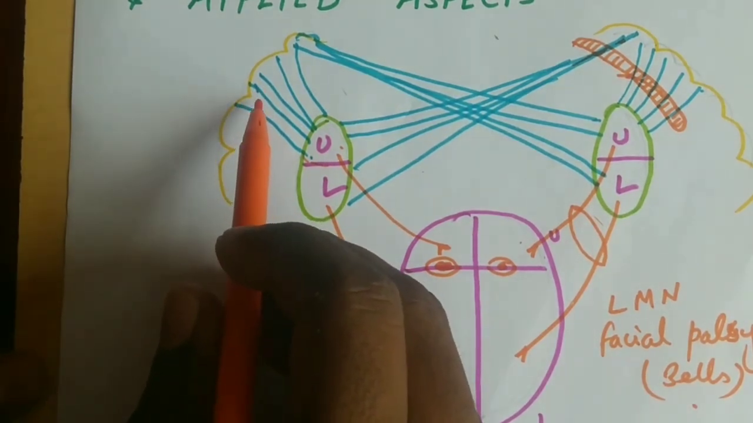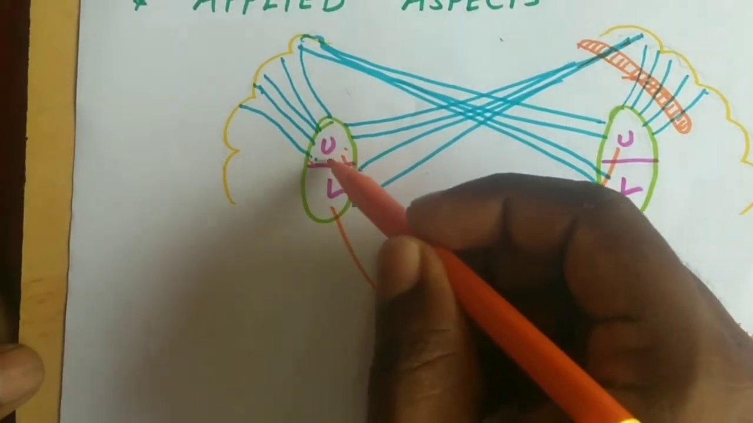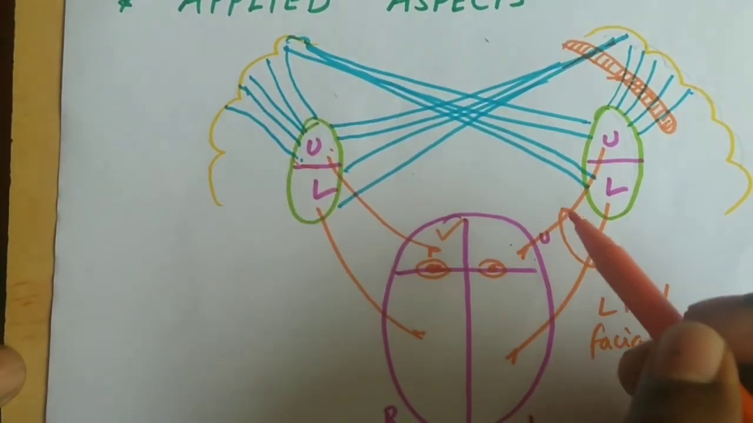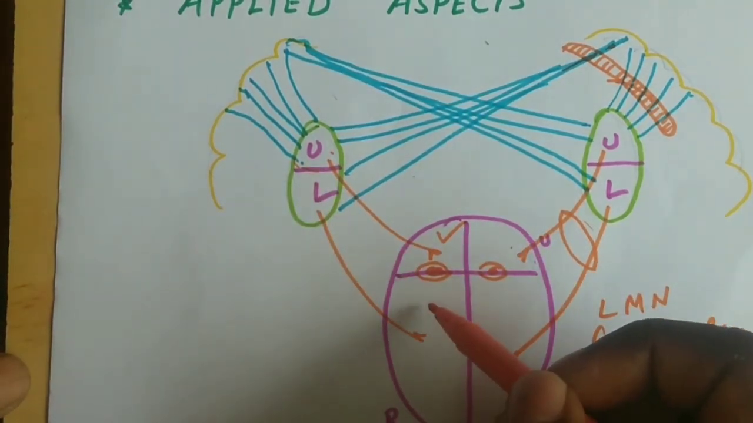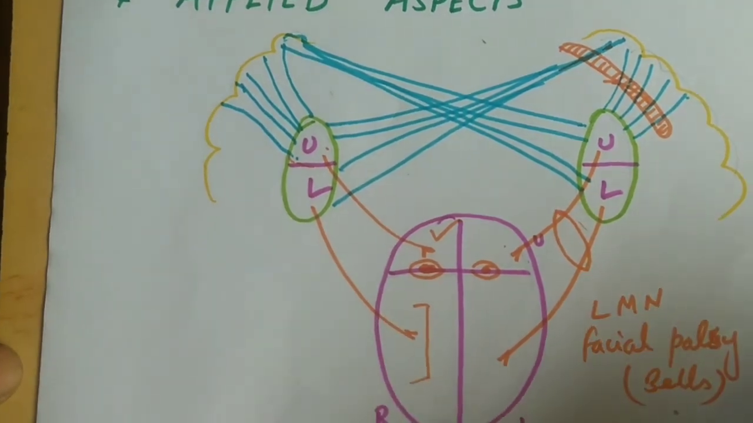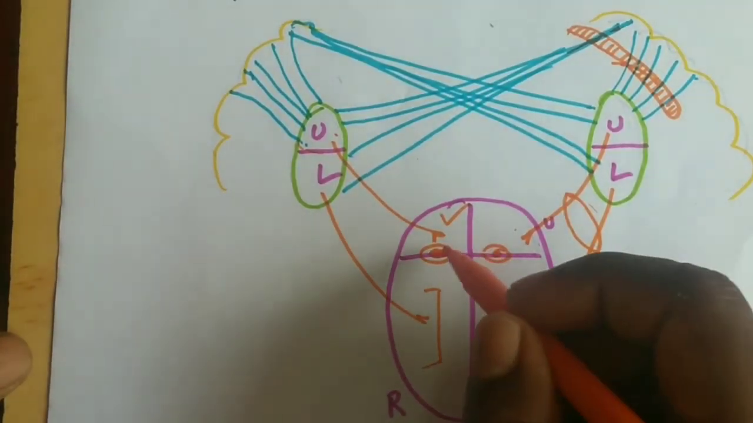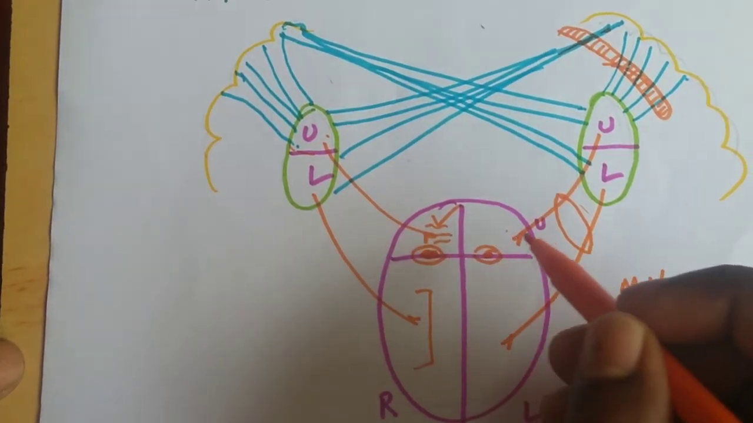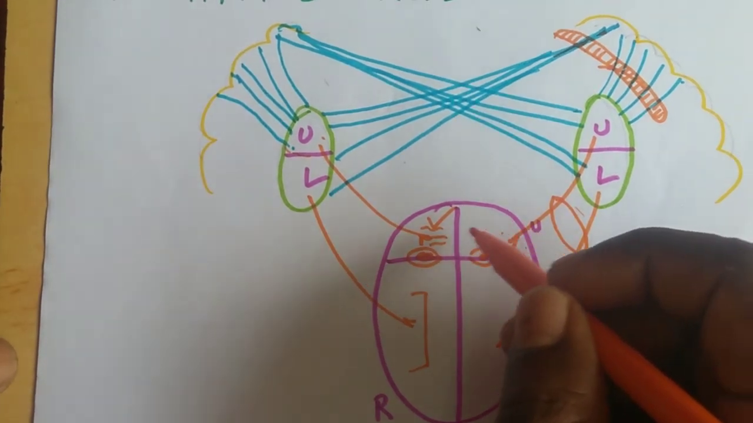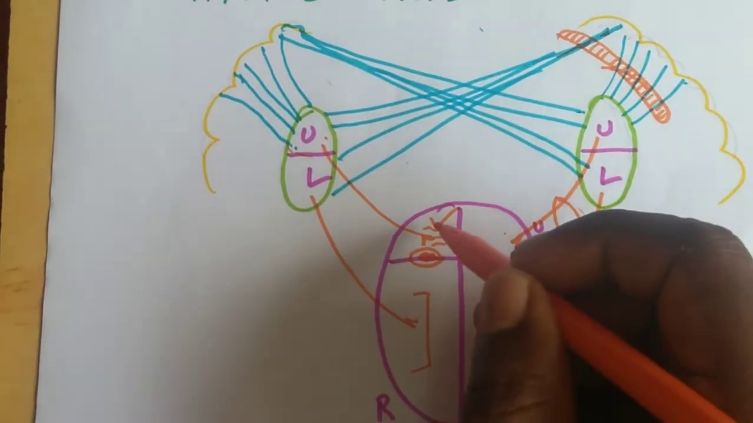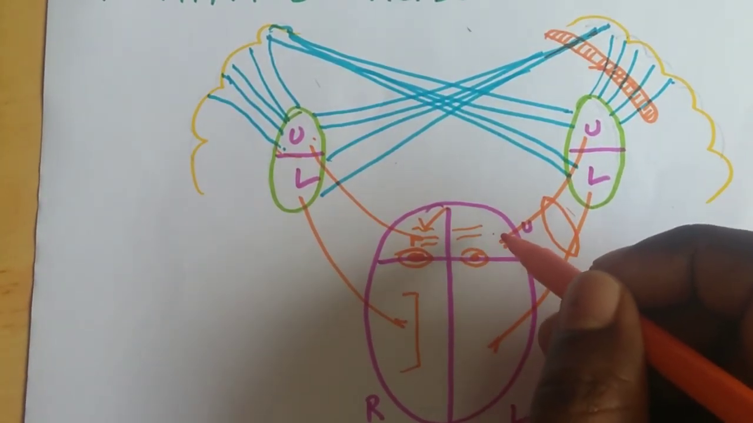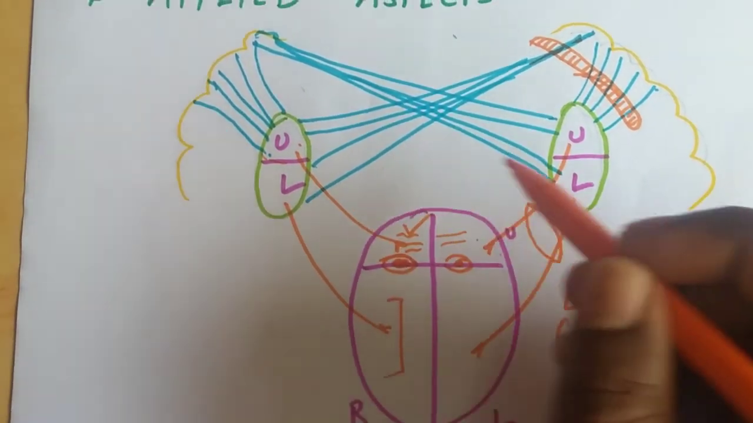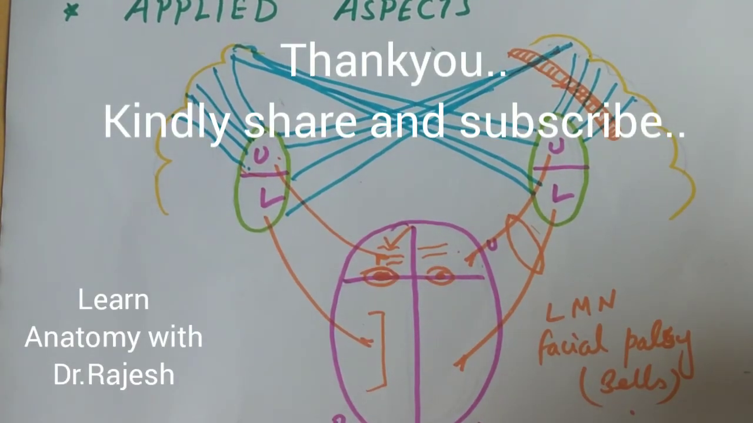So what is happening is the upper part of the face is spared. Only the lower part of the facial muscles is paralyzed. So the patient can close the eyes, and the wrinkling of the forehead will be preserved on the affected side. That is the difference between upper and lower motor neuron facial palsy. In upper motor neuron facial palsy, the upper part of the face is spared, and only the lower part gets affected. Okay, thank you.